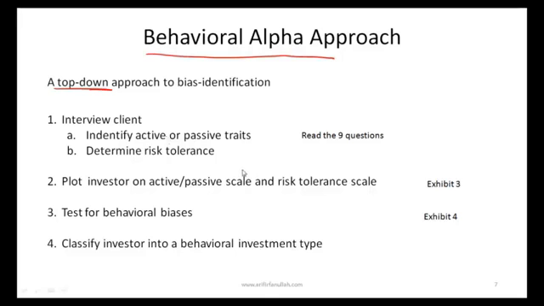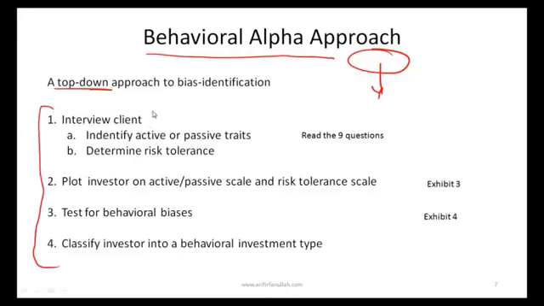This behavioral alpha approach takes a top-down approach, where we basically try to categorize a person based on his psychographic profile. And then we say, okay, if a person is in a certain category, which is called a BIT, a behavioral investor type, then we say people in so-and-so category typically exhibit so-and-so biases. And then we validate whether those biases indeed exist. So that's why this is called a top-down approach to bias identification. You need to understand this process. It's a very simple process.